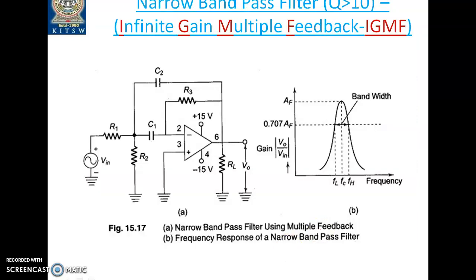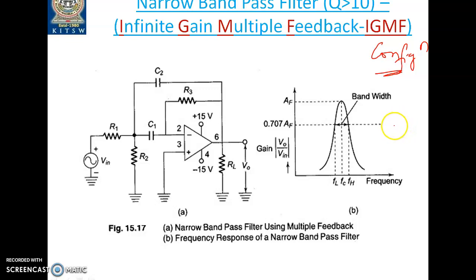Alright, next the category is the narrow band pass filter. On the basis of the quality factor, we divide filters into narrow or wide band pass filters. For the narrow band pass filter, we normally concentrate on the infinite gain multiple feedback, that is IGMF, configuration. So the configuration we take into consideration for the narrow band pass filter is infinite gain multiple feedback.